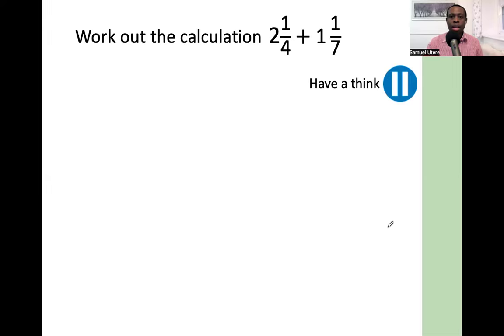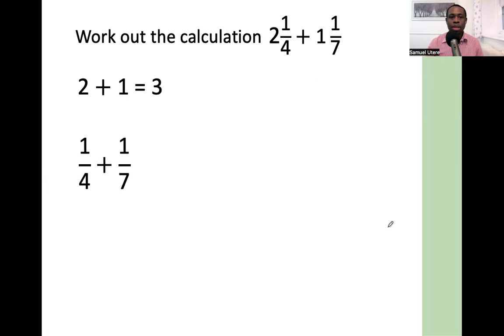Well, by now you have different methods of doing this. So one method would be you add the whole numbers and then you add 1/4 to 1/7, which will give you 7/8. How did we get that result? It's by having a common denominator of 28. Why do we use the common denominator of 28? It's because 28 is the lowest common multiple of 4 and 7.